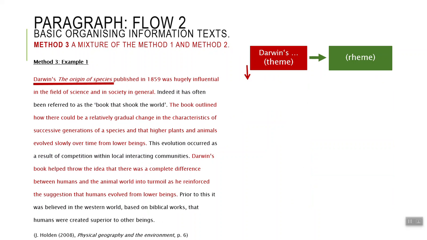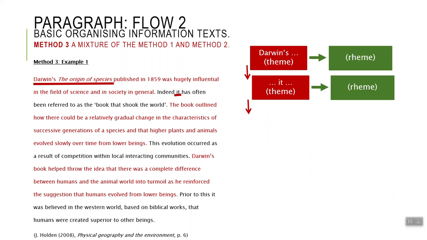So we don't know what comes next. As you read, indeed, it has often been referred to as the book that shook the world. So you can see now quite obviously this is method 2 in the second sentence. When you are able to see that pattern, it becomes very, very clear. You can almost very quickly say, aha, pattern 2. Or sorry, method 2.